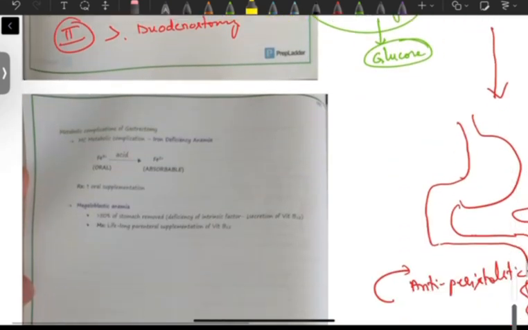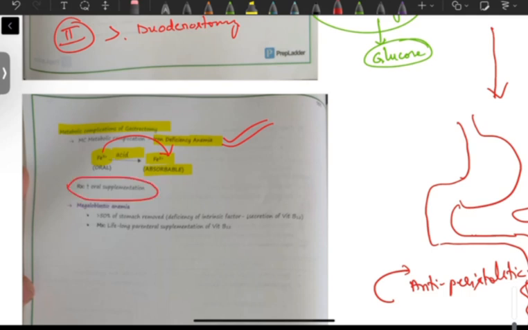What are the metabolic complications? That is, the most common metabolic complication is iron deficiency anemia, because orally we will consume iron as Fe3+, that is in ferric form, and the stomach acid was converting ferric to ferrous, and this was absorbable. But now we have removed the stomach, so whatever ferric is there will remain as ferric only, and because of which iron will not be absorbed, and because of that the patient will have iron deficiency anemia over time. So we'll have to go for increased oral supplementation.